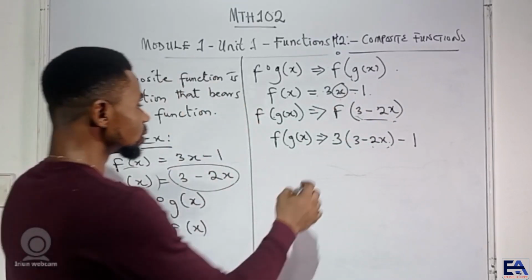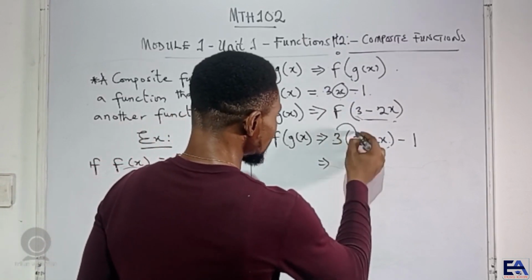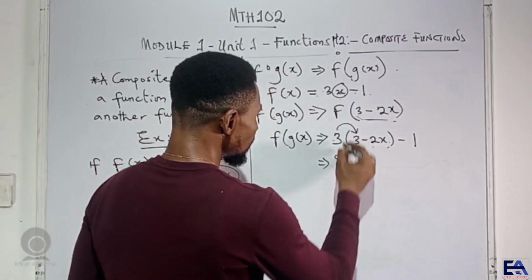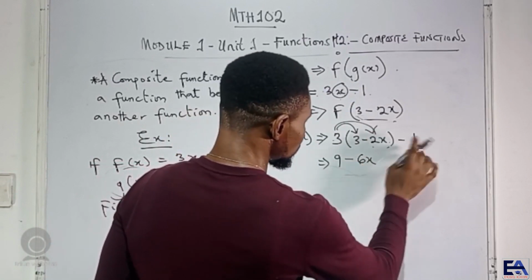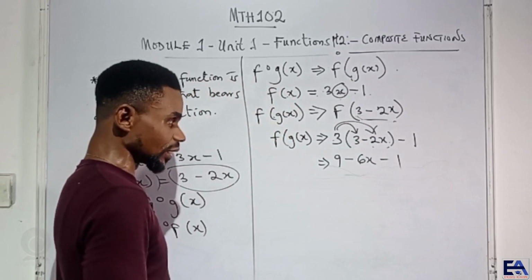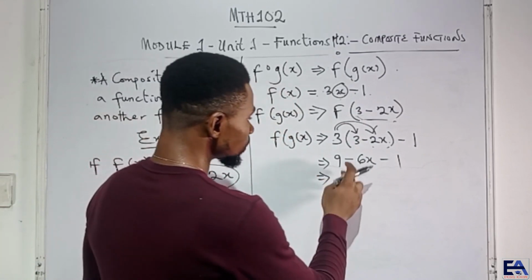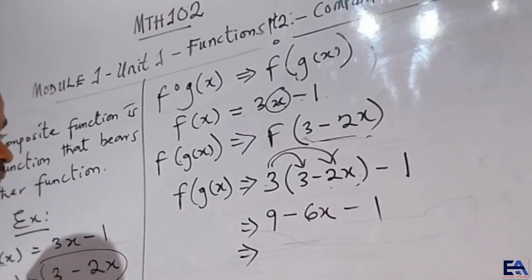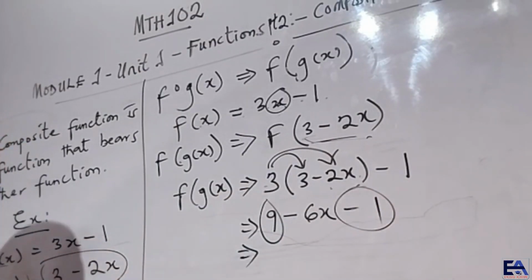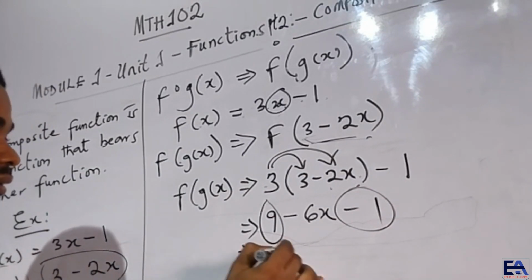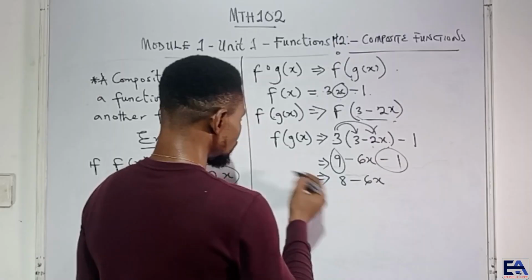Simple. Then you break it down further. 3 times 3 will give you 9. 3 times minus 2x will give you minus 6x. Then the minus 1 that was outside before, you repeat it. So in that case, you just collect like terms. 9 and 1 are like terms. So 9 minus 1 gives you 8. Then you leave the minus 6x, and then you got it.